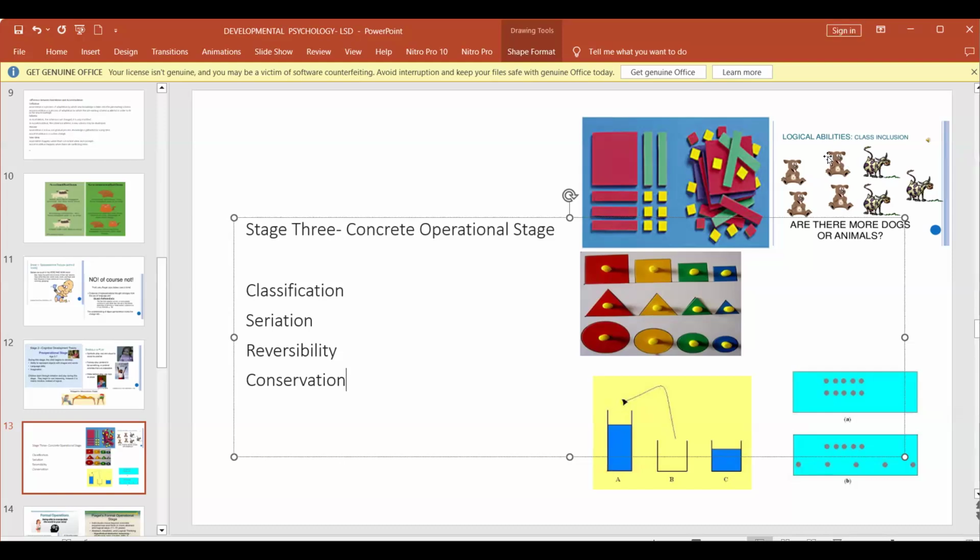Now look at this picture. Are there more dogs or animals? So they have to classify. Animals includes everything, but dogs includes only 4, or 3, or whatever.